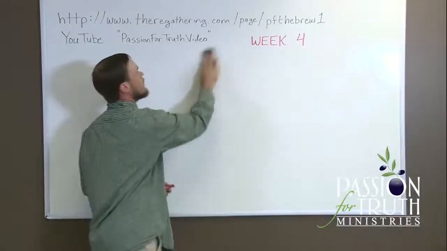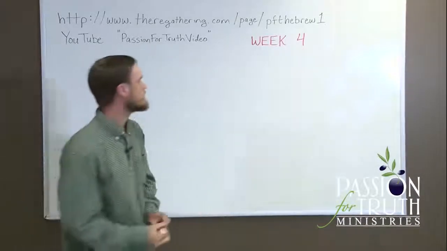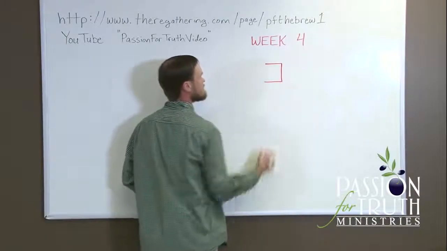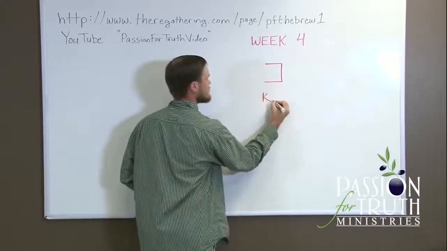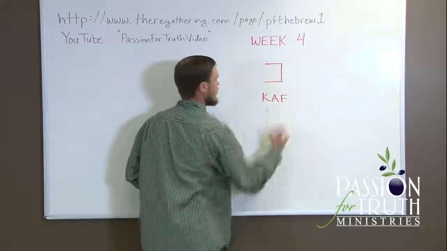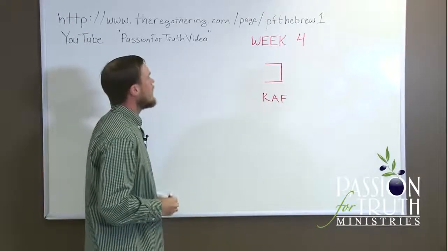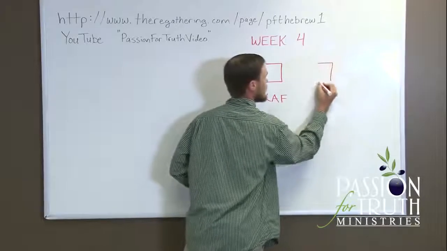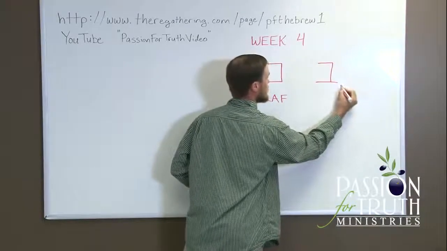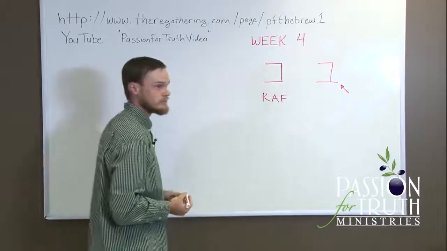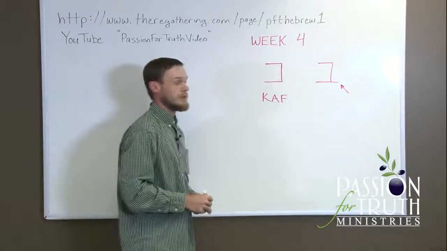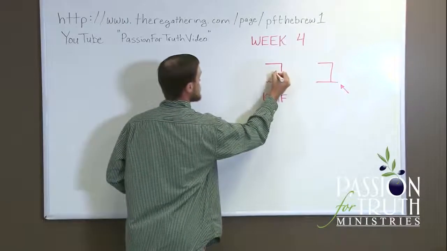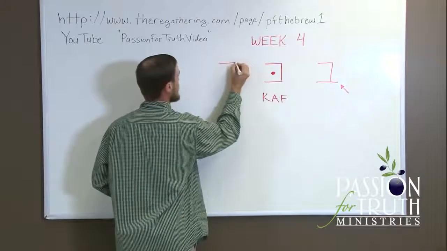All right, so we are on to our 11th letter. That is Kaf. The Kaf looks very similar to a Beit, but of course you'll notice that the Beit has the tail in the lower right. Like the Beit, the Kaf can make two different sounds. So there's a Kaf with a dagesh and a Kaf without a dagesh.